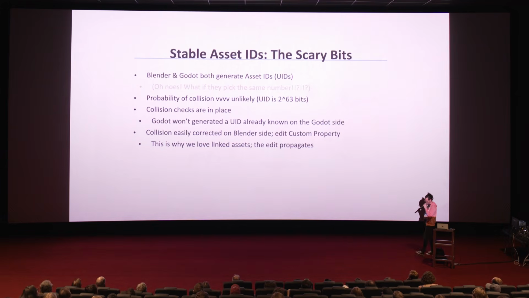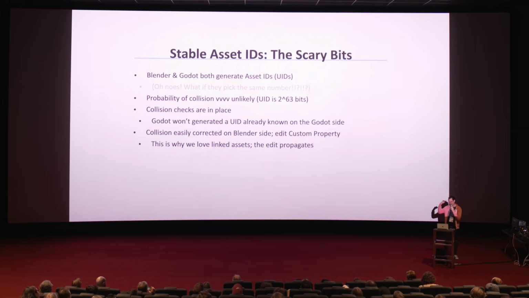The scary bits. Blender and Godot, we're just picking UIDs arbitrarily and not consulting each other at all. There's a really small chance of collision here. We're talking about a 63-bit integer, and each of us are picking one value. There's no real risk here, but I'm a coward. I've got checking in place.